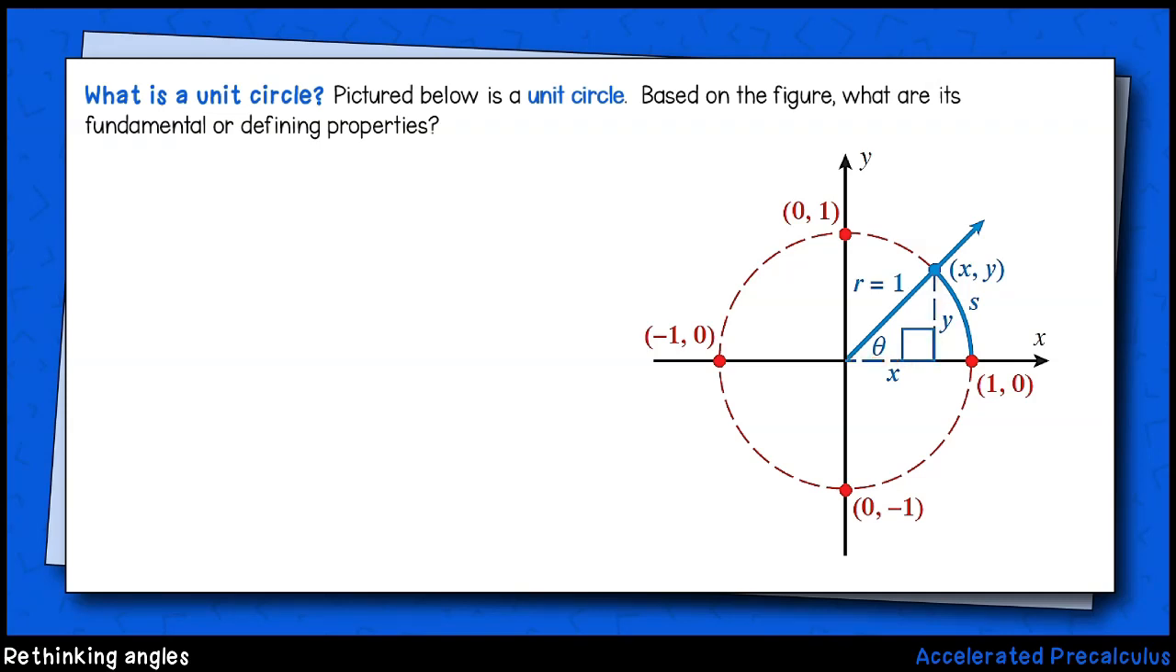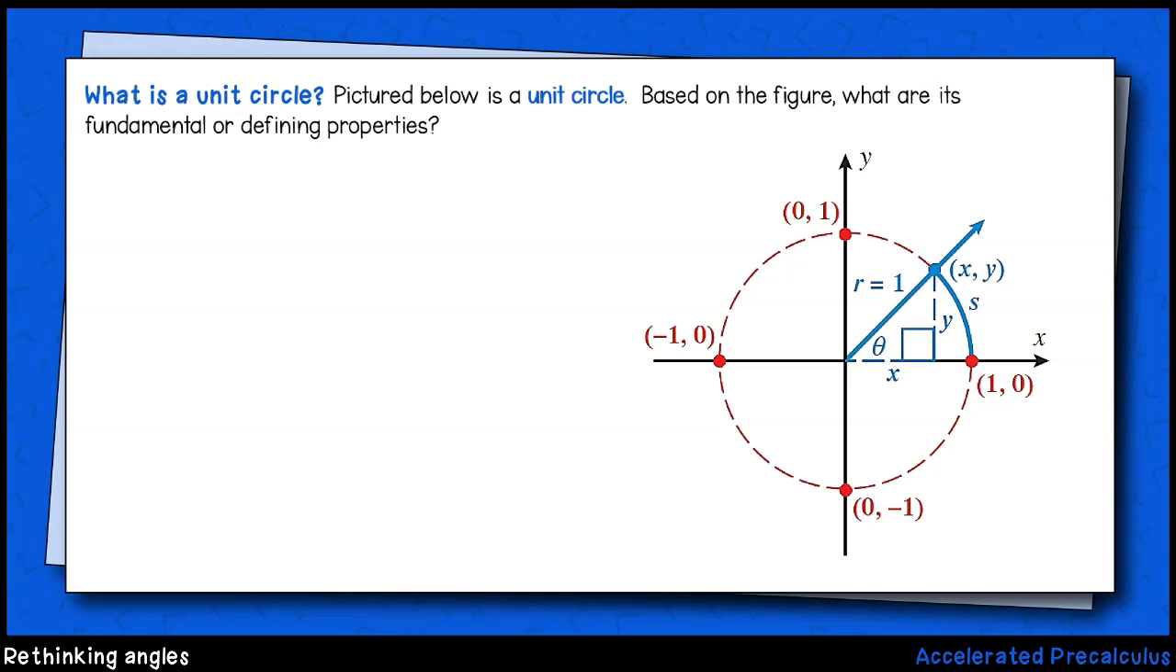In doing so, I've created a right triangle. We'll call its inner angle theta. We can also think of theta as a central angle which intercepts arc S along the unit circle. Remember from geometry that an arc intercepted by a central angle is equal in measure to that angle.